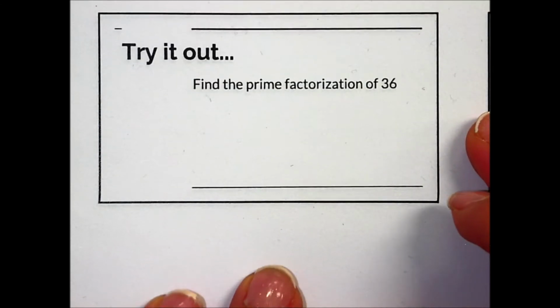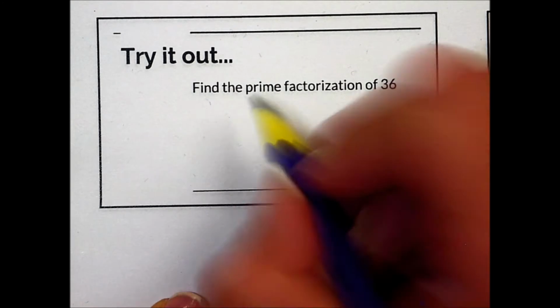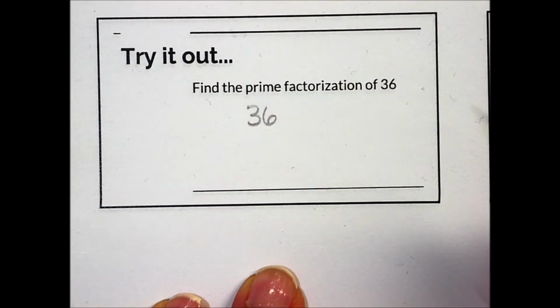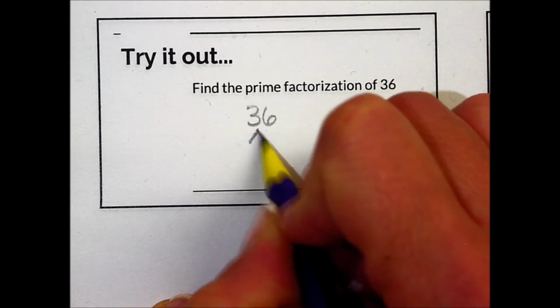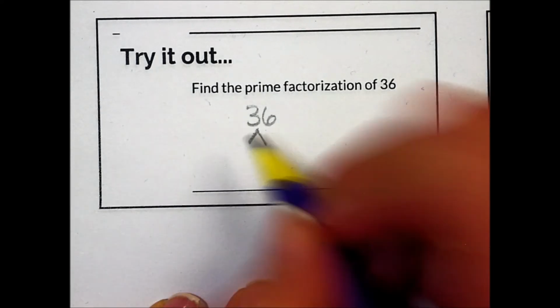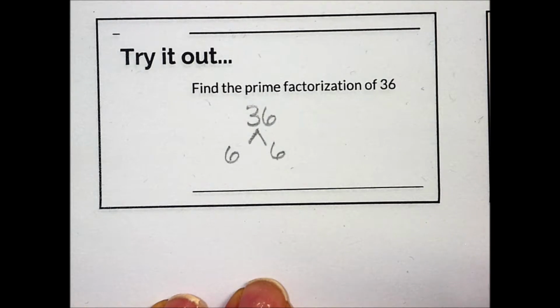Let's try it out. We're going to use the tree method to find the prime factorization of the number 36. So I start with the number 36. Now I'm going to draw two branches, and I need two numbers I can multiply together to get 36. I automatically think of 6 times 6. There are other options, but this is what we'll use this time.